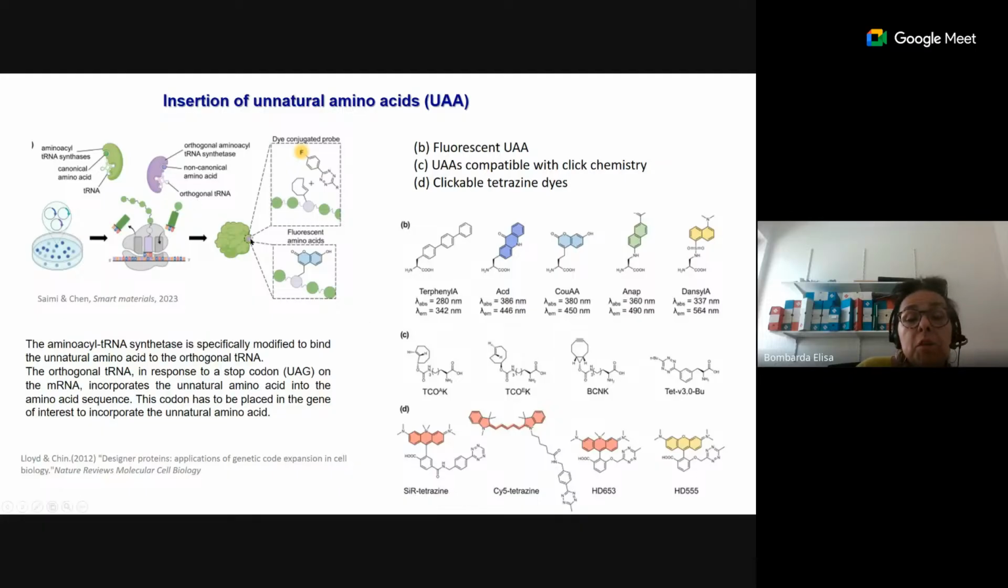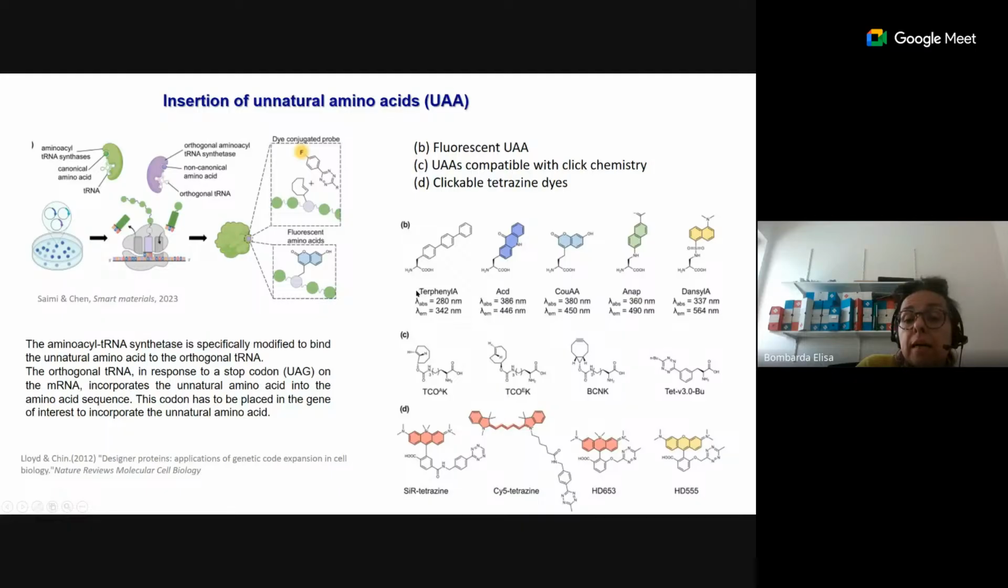And the unnatural amino acid can be designed in order to carry the fluorescence, the fluorophore, or it can contain a group that is compatible with click chemistry, and then in a second moment the fluorophore is added by click chemistry.